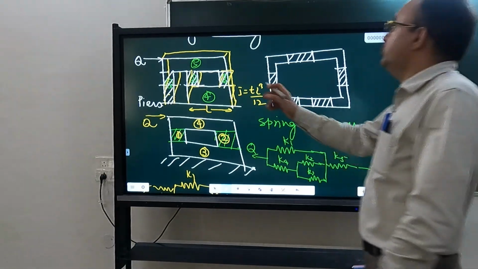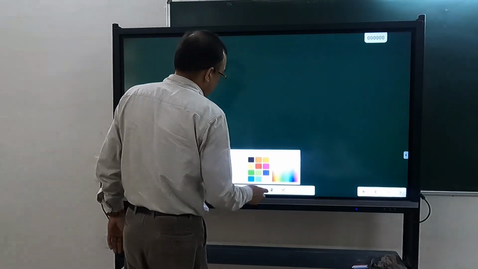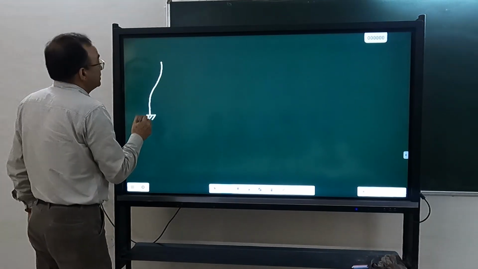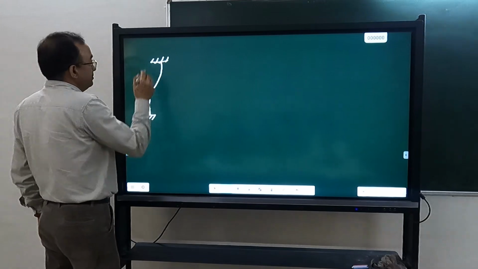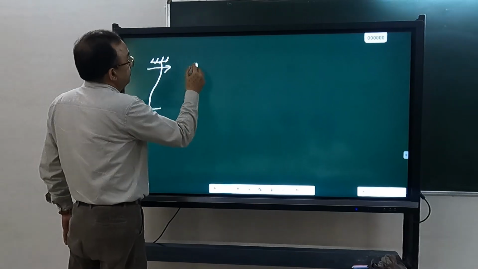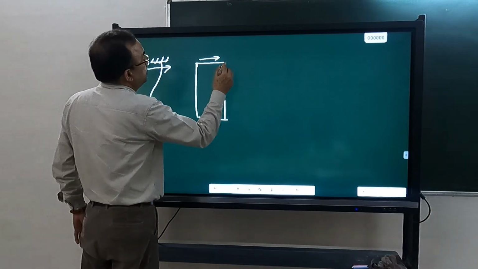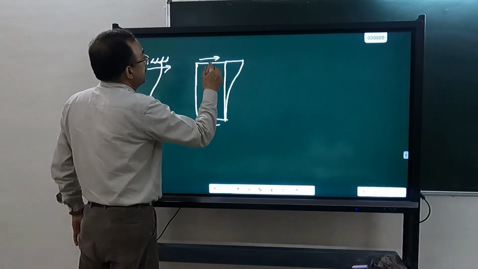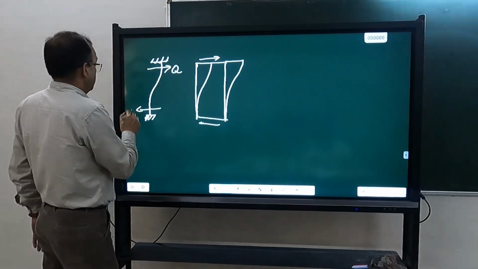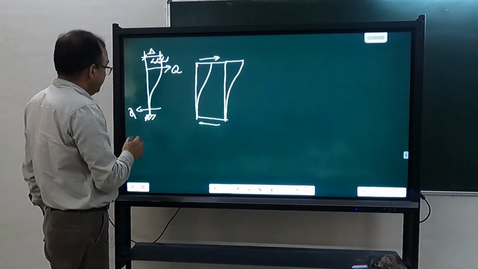Now compare this 1, 2 and 3 with the RCC beam, which you have already done. So we have plotted, or we have obtained the stiffness of this beam. Now I have a pier which is also deforming like this. You know the relationship between Q and delta in this case.